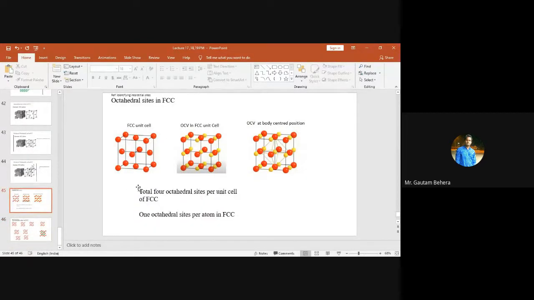So now, there are a total of 4 octahedral sites per unit cell of FCC, and 1 octahedral site per atom in FCC. You have to remember that. For each atom, we have 1 octahedral site, and in total 4 octahedral sites per unit cell.